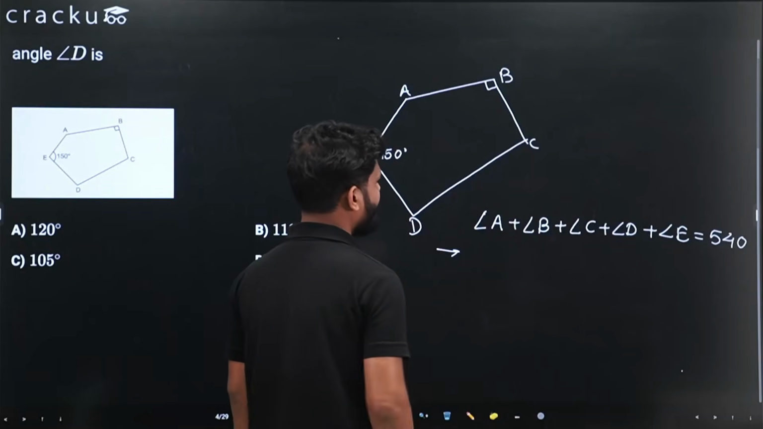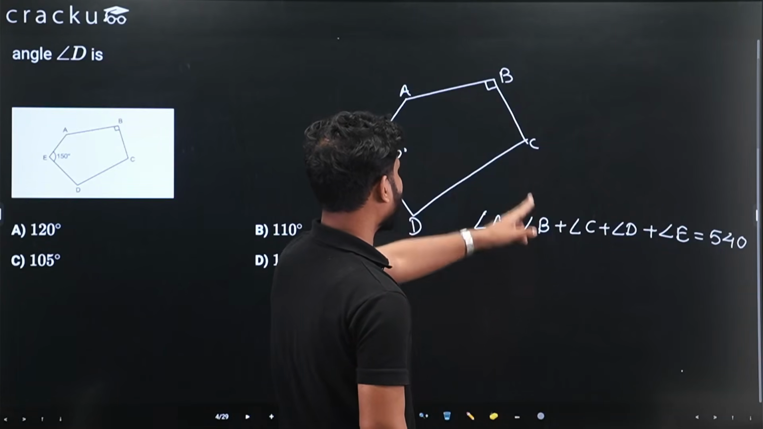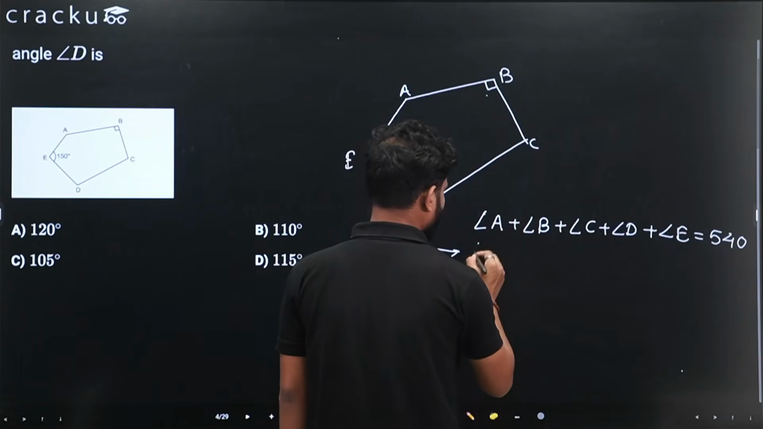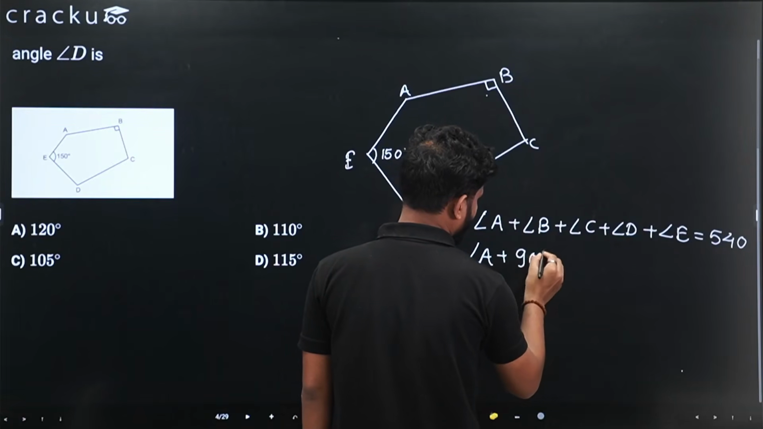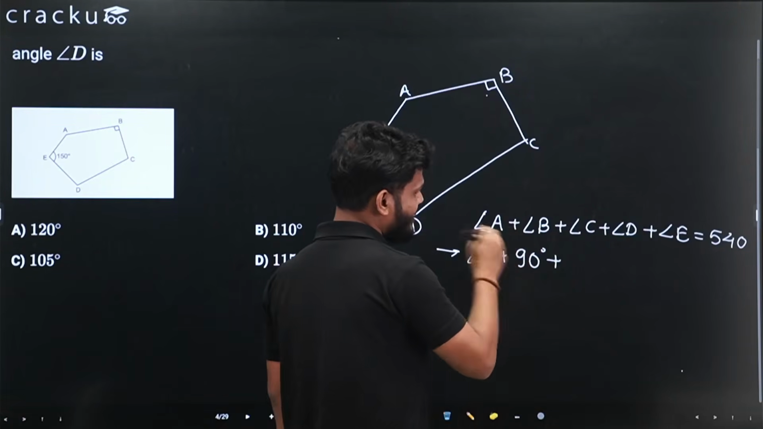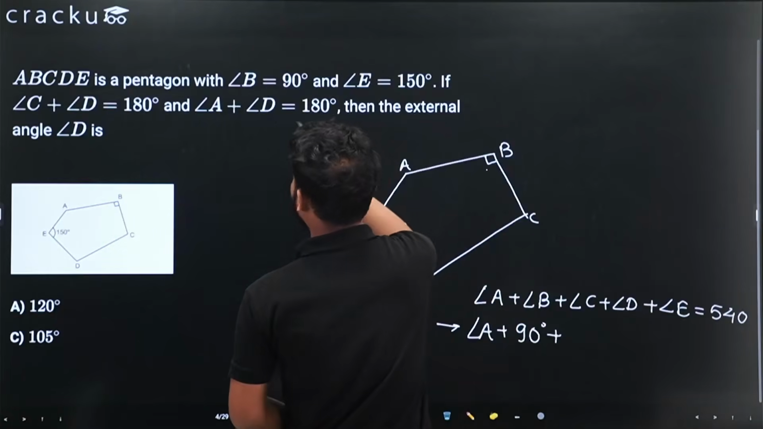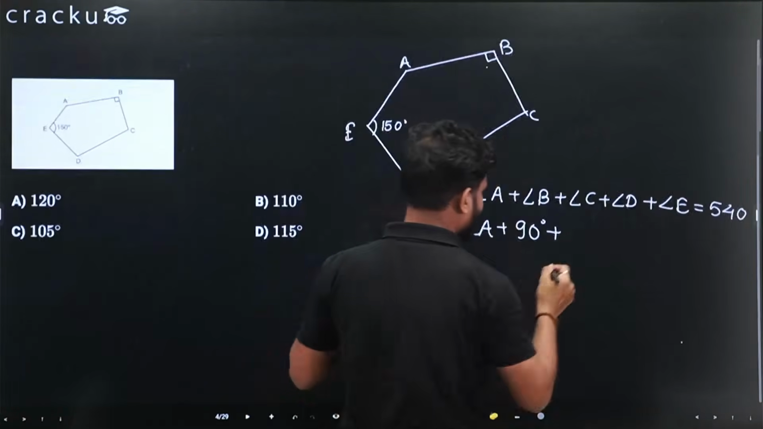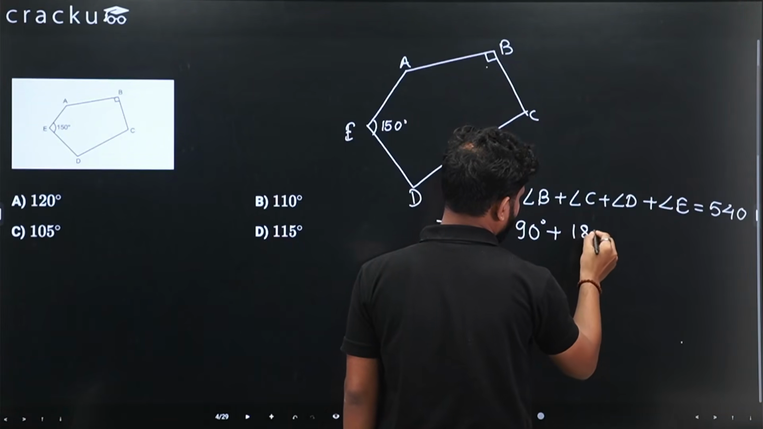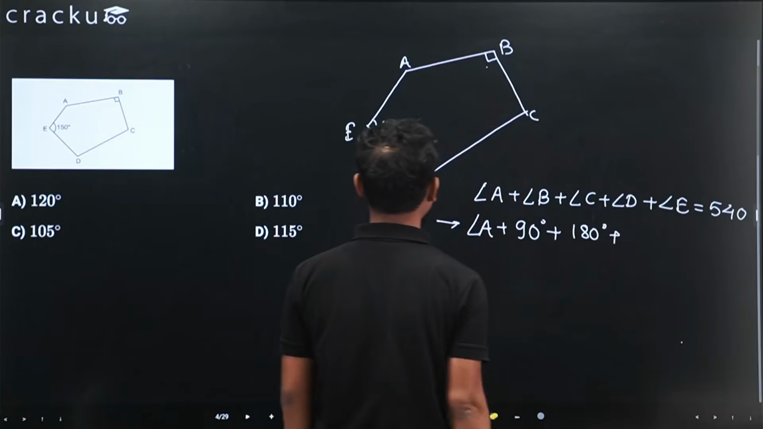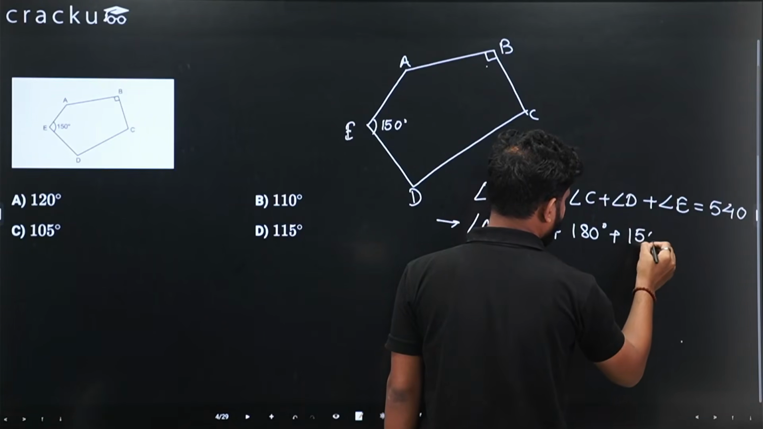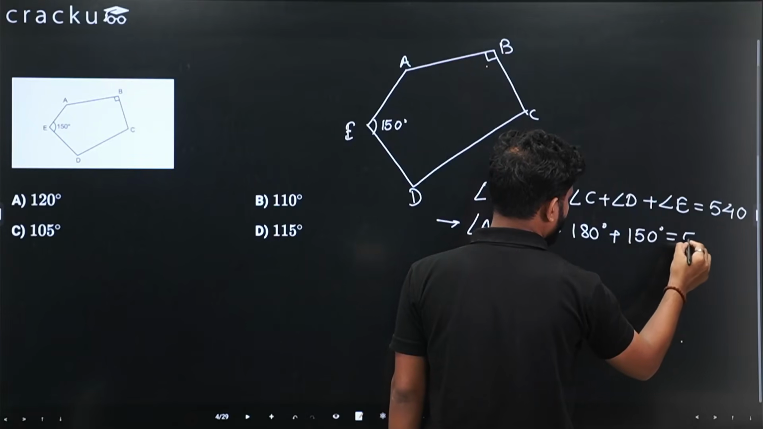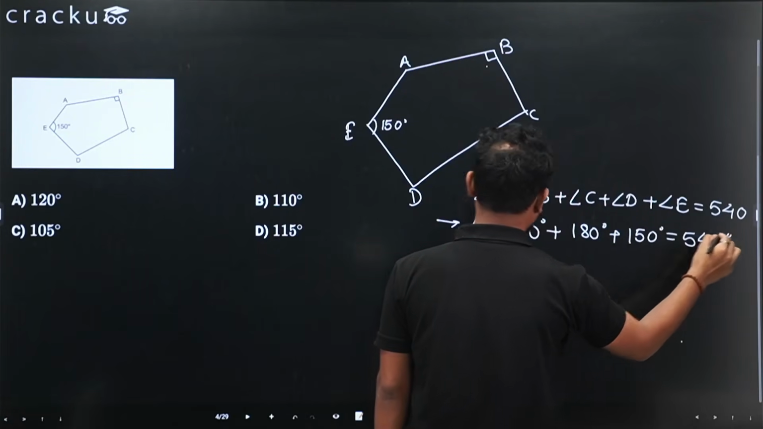Now what you can do from here? You know that angle B is a right angle. So angle B will be 90 degree. You have given C plus D is 180 degree. So you can write this as 180 degree plus angle E, which is 150 degree, is equal to 540 degree.